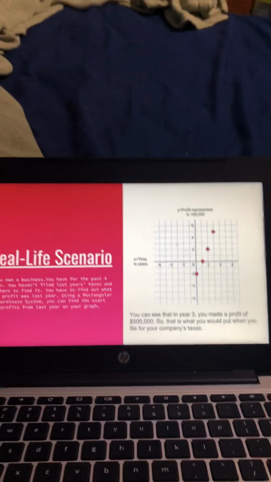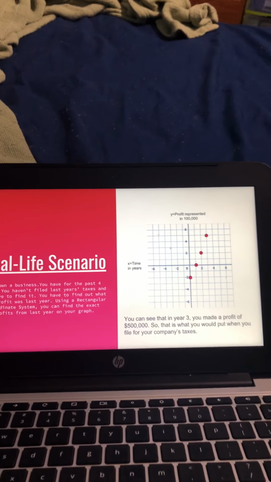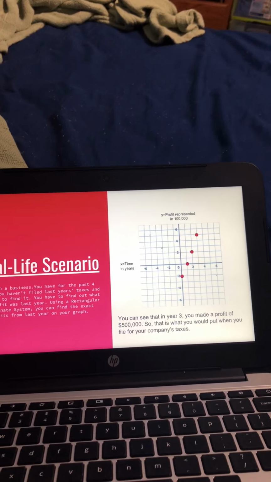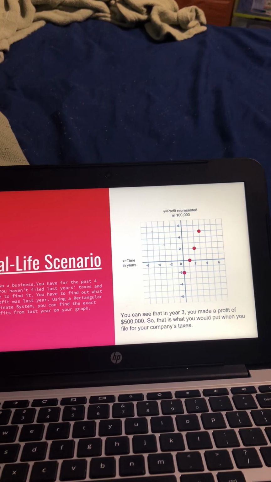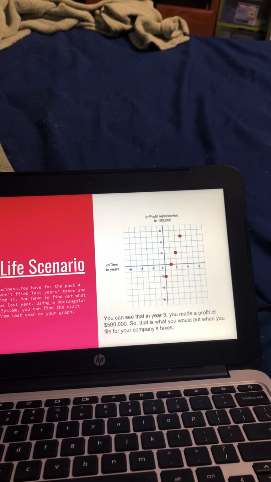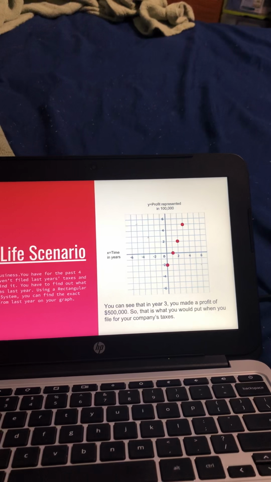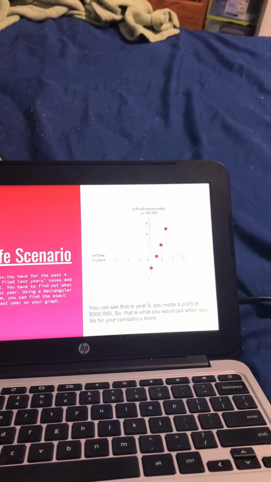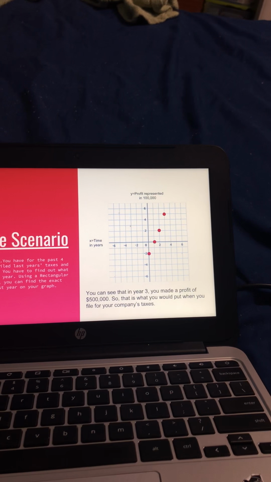Here's a real life scenario. Let's say you own a business. You have for the past 4 years and you forgot to file last year's taxes and you have to find out what your profit was from last year. Using the rectangular coordinate system, you can find the exact profits from last year on your graph. You can see that in year 3, you made a profit of $500,000. So that is what you would put when you file for your company's taxes.